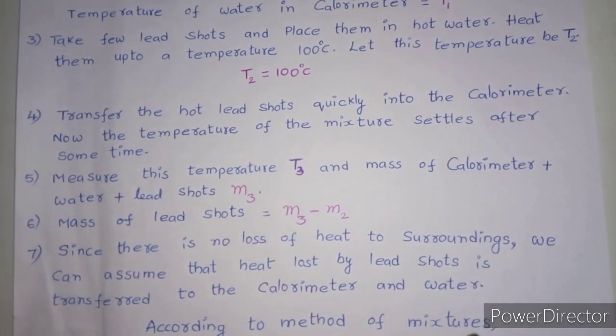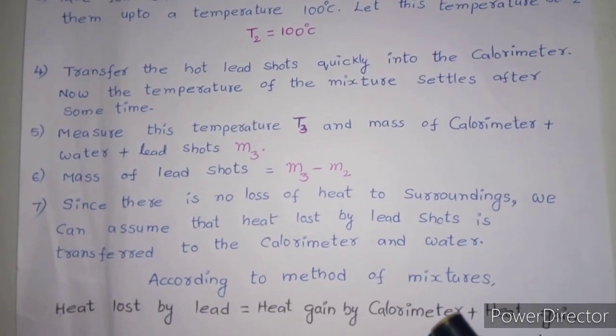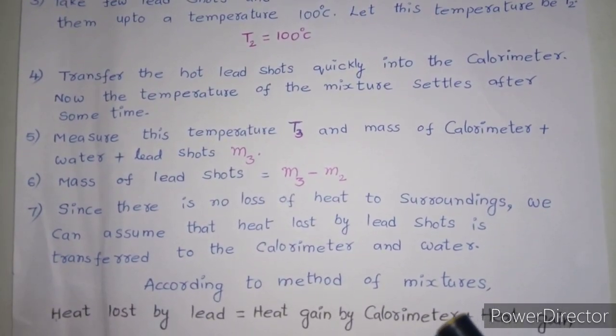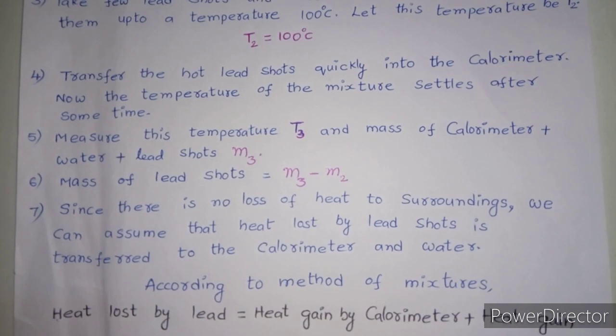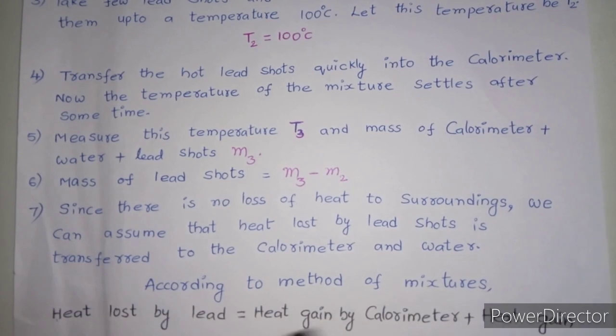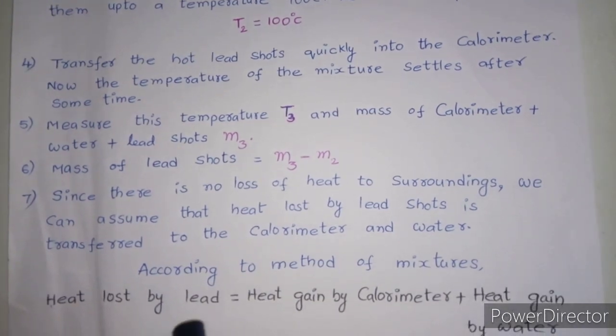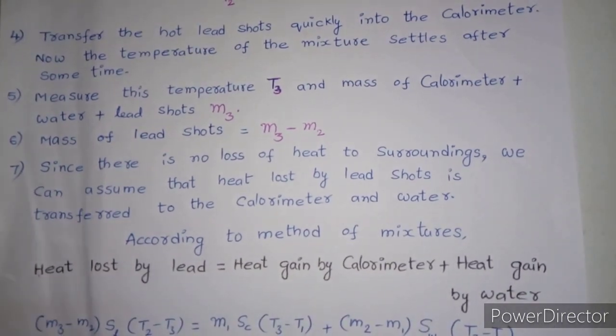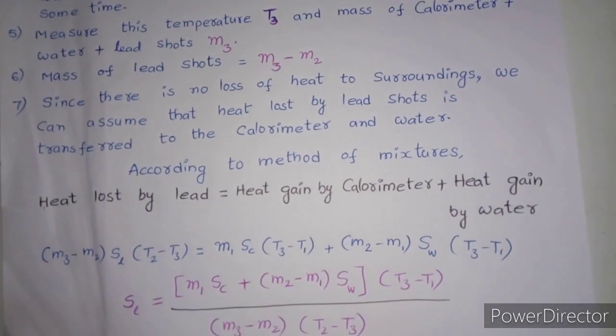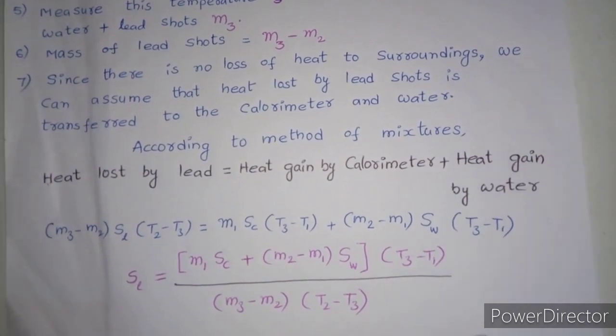Now let us suppose the specific heat of lead shots is SL, the specific heat of calorimeter is SC, and the specific heat of water is SW. According to the method of mixtures, heat lost by lead is equal to heat gained by calorimeter plus heat gained by water. So we have to apply this formula here.